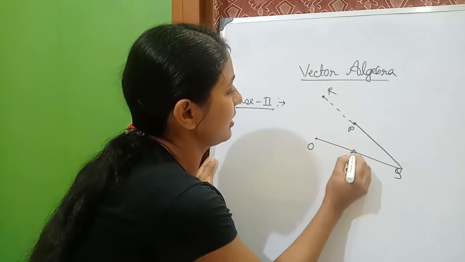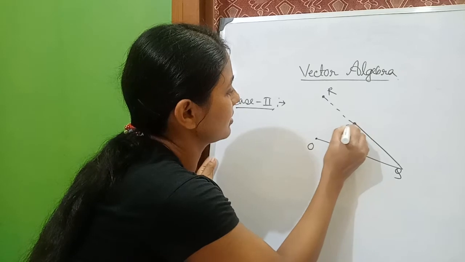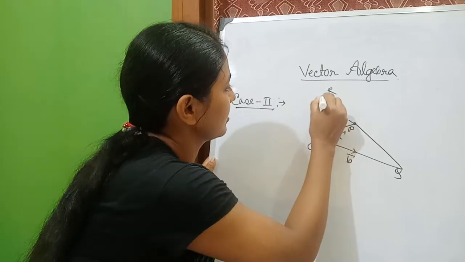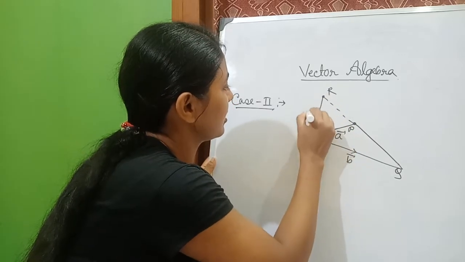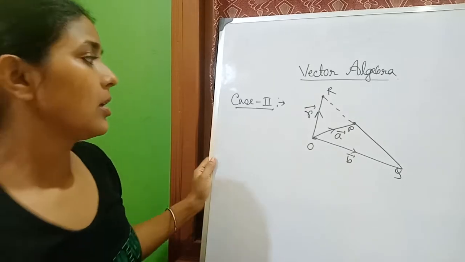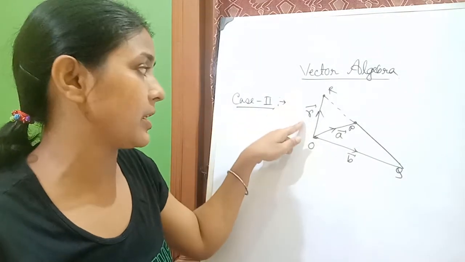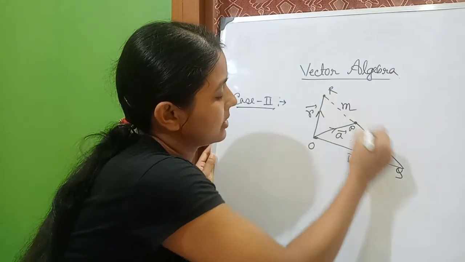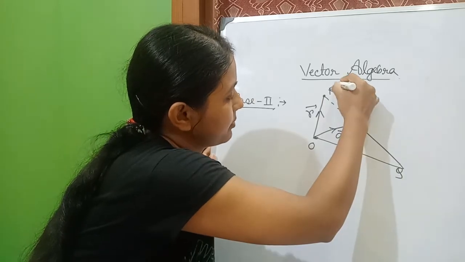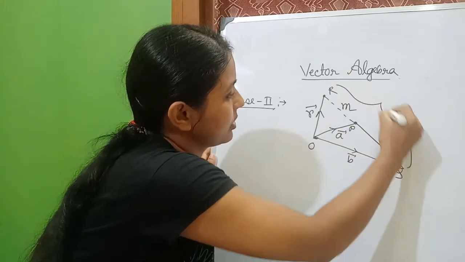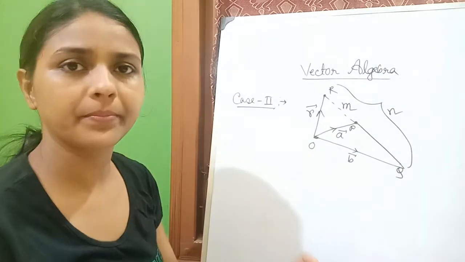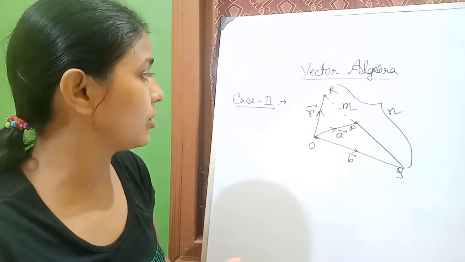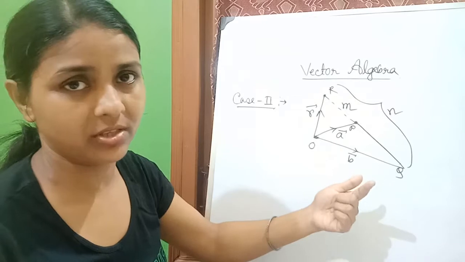Again in the same way, this is B vector. This is suppose A vector. This one is R vector. We have to find out again R vector's value, where PR is M and RQ is N. That means from here to here, this is N. So R divides the line PQ in the ratio M is to N, but externally.